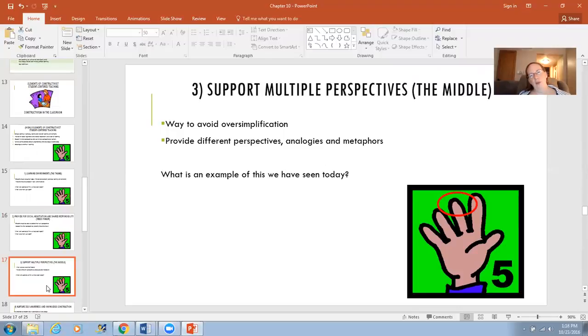It is a way to avoid oversimplification, to provide different perspectives, analogies, and metaphors. And it is also a way for you to connect better with different students. What is an example of this that we have seen today or talked about today? What is one from your past?